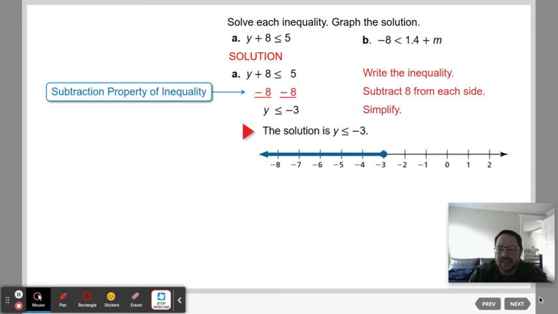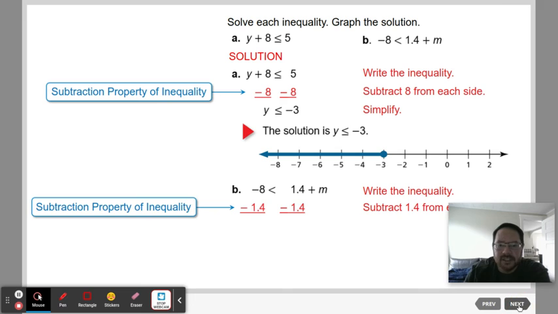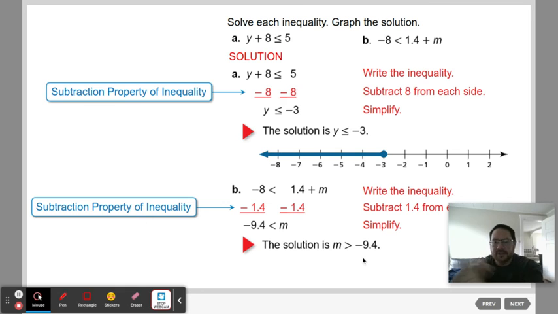You have negative 8 is less than 1.4 plus m. What should you do to isolate m? Yeah, you actually want to subtract 1.4 on each side. You'll end up with negative 9.4 is less than m. Be careful when you rewrite your answer, because a lot of times you'll want to put the variable in first. If you're going to rewrite it where m is first, make sure you're remembering that m is greater than negative 9.4. So when you switch the letters, make sure to switch the inequality.